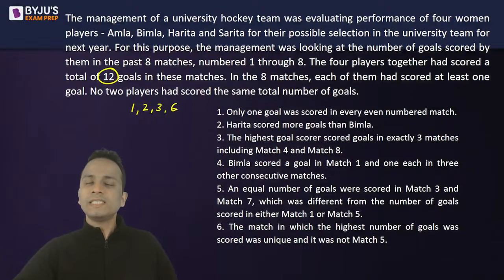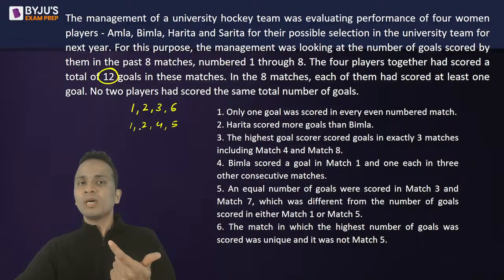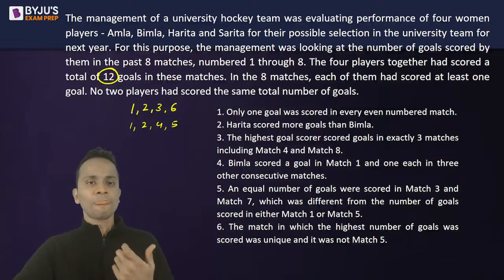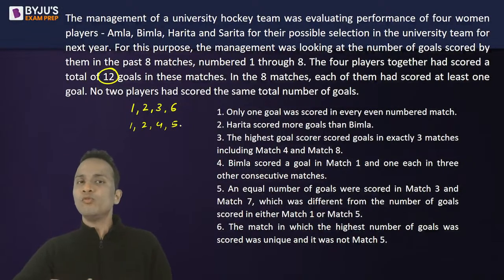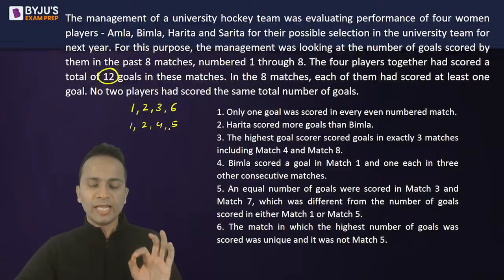So 1, 2, 3, 6 is one way in which 12 can be written as the sum of four distinct numbers. Another way can be 1, 2, 4, 5. So I've kept 1 and 2, the smallest two numbers. So 1, 2, 3, 6, 1, 2, 4, 5. I'm just doing trial and error.